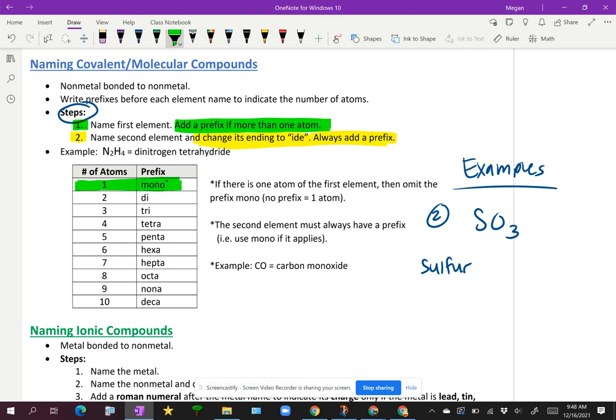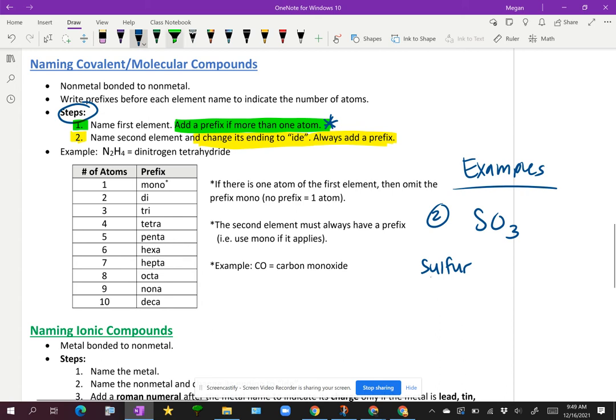1 means mono. Okay. But this rule here where it says add a prefix if more than one atom, you're not going to add the word mono ever for the first element. I know there's only 1 there, and we would want to put the word mono typically, but just the way we name things, we're never going to put the word mono at the beginning for the first element. It's just a rule that we have. So if I don't put a prefix there, it's understood to be a 1. Okay, so the only time you can leave off a prefix is if there's 1 of the first element.